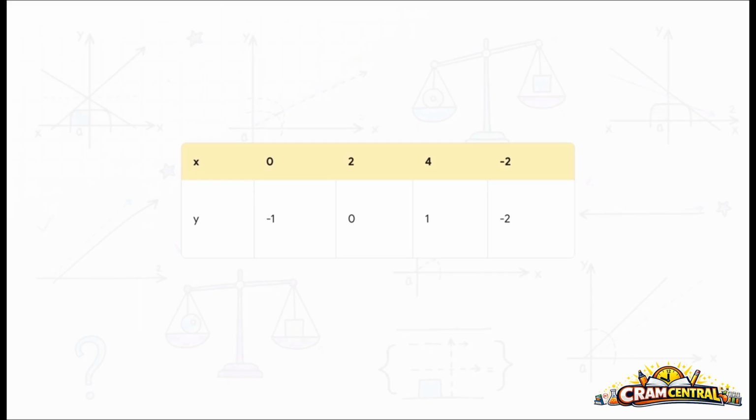Now, we just get to play a little game of substitution. We plug different numbers in for x to see what y pops out. If x is 0, y is -1. If x is 2, well, 2 divided by 2 is 1, minus 1 is 0, so y is 0.